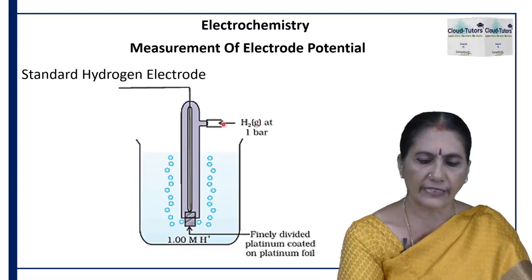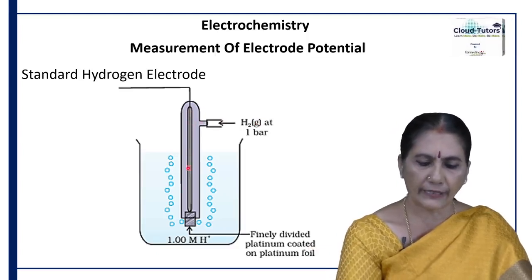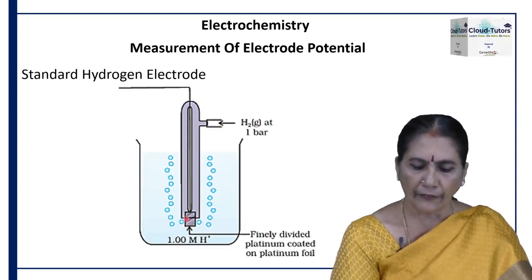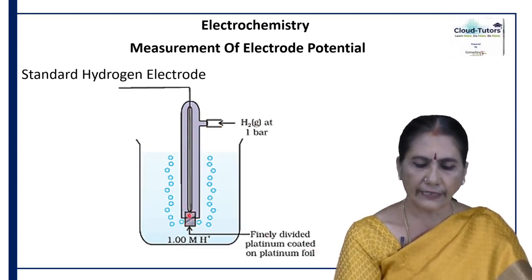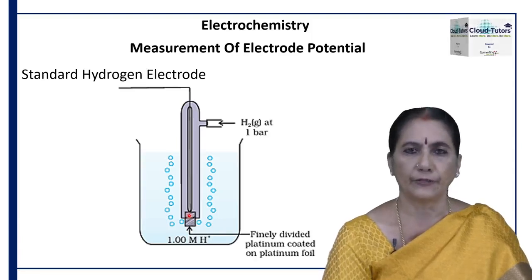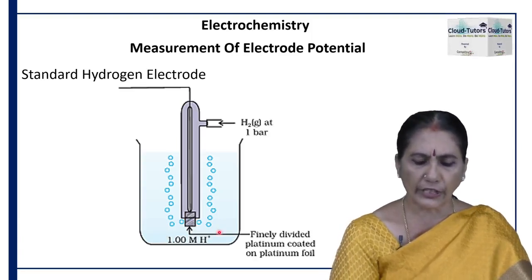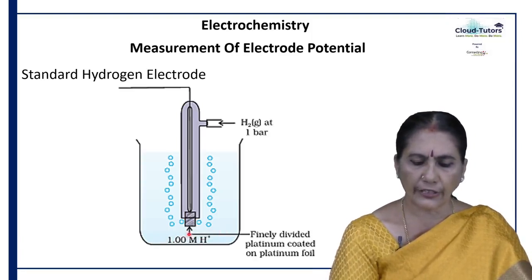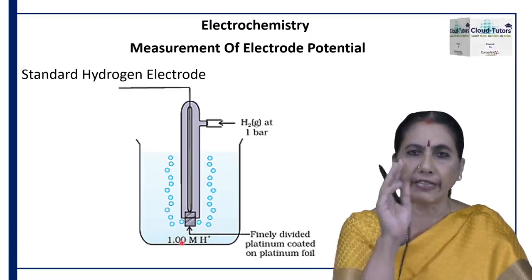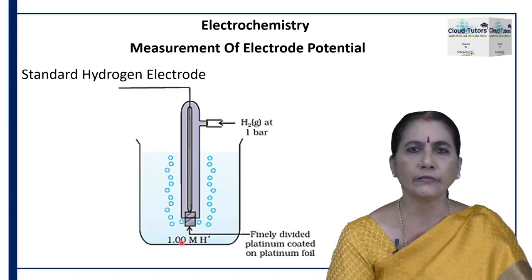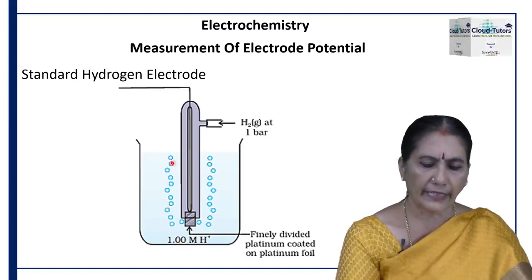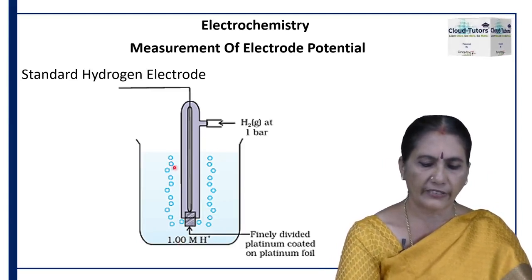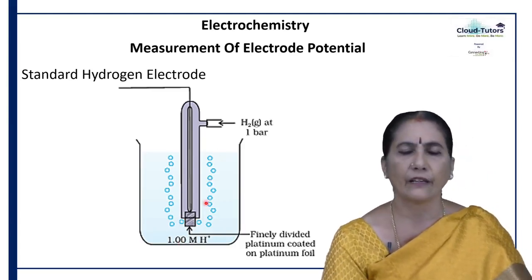Hydrogen gas you can see, and here you can see the finely divided platinum, and this is a thin platinum foil. This solution has a concentration of 1 unity of hydrogen ions. That means HCl solution is taken. And these are nothing but the bubbles of hydrogen gas which you are able to see.